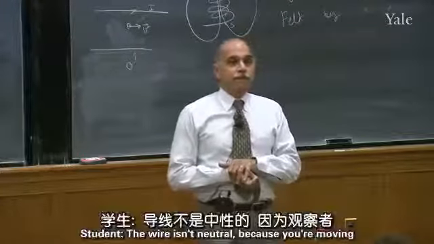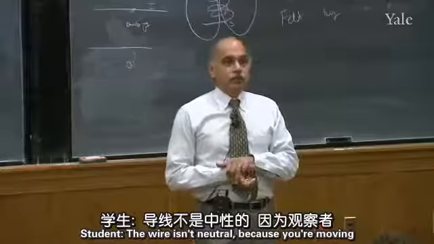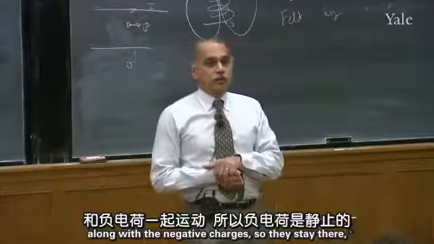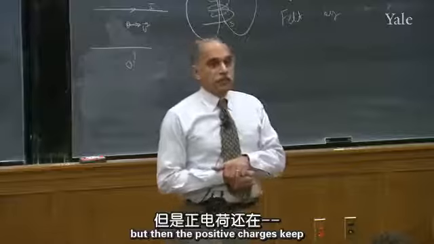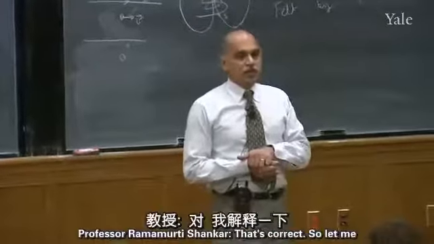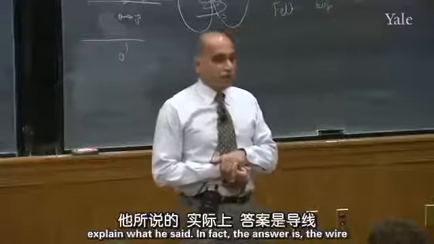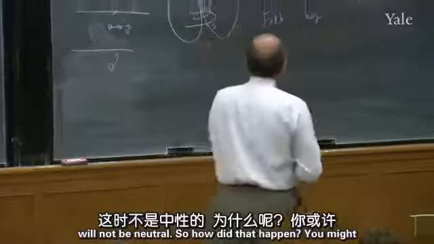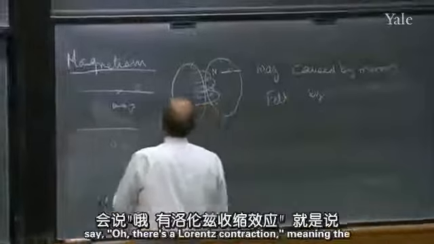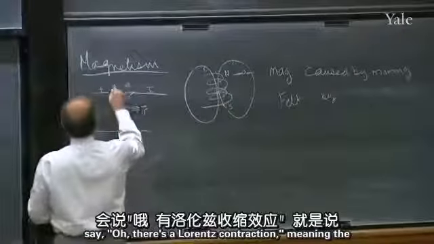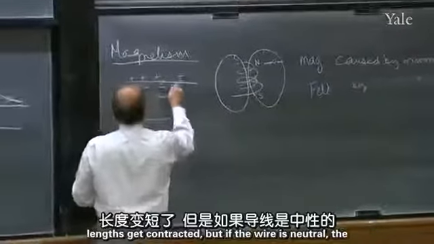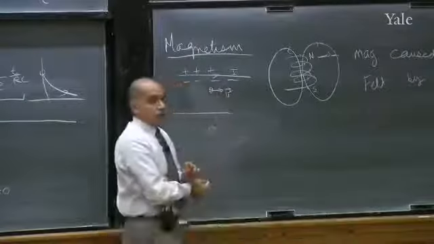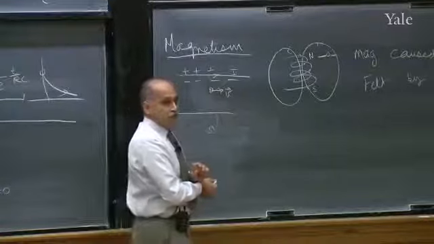Yep. The wire isn't neutral because you're moving along with the negative charges, so they stay there, but then the positive charges. That's correct. So let me explain what he said. In fact, the answer is the wire will not be neutral. So how did that happen? You might say, oh, there's a Lorentz contraction, meaning the lengths get contracted, but if the wire is neutral, the positive and negatives all get compressed, it still should look neutral. But that's not how it is.